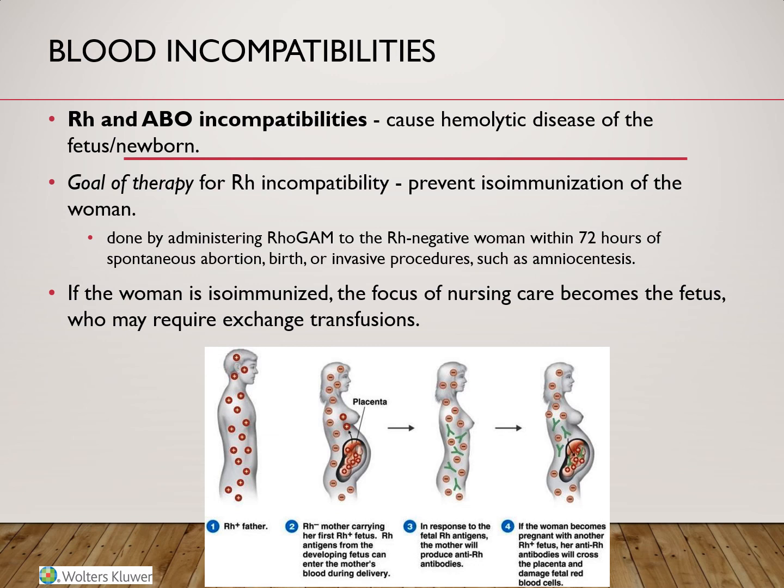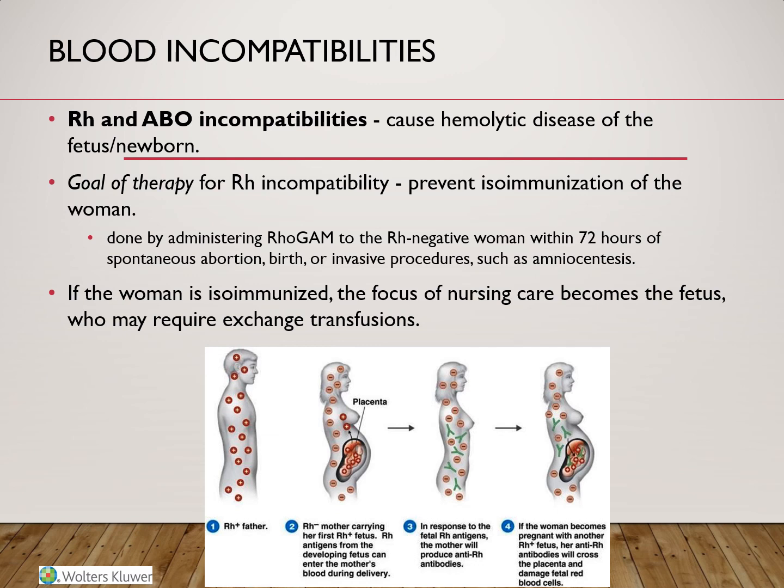When a woman that is Rh negative is exposed to the Rh positive blood of the baby, such as in an incorrectly cross-matched blood transfusion, her immune system will produce antibodies to fight this antigen. Once those antibodies are produced, she becomes what is called sensitized to Rh positive blood, and this condition is called isoimmunization.